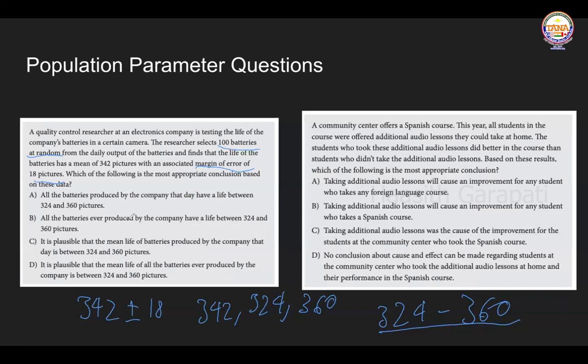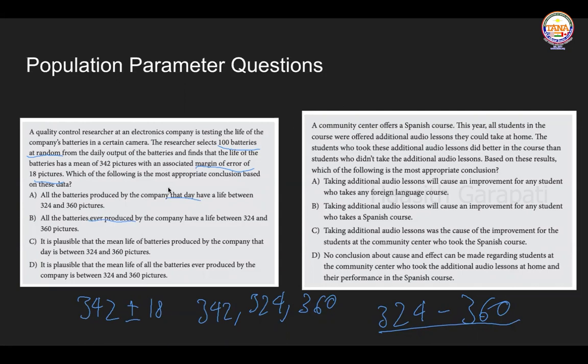B, all the batteries ever produced by the company have a life between 324 and 360 pictures. Now, what's the difference between A and B? A says all the batteries produced by the company that day, and then B says all the batteries ever produced by the company, so ever produced, the whole lifespan of the company. Now, which one seems more appropriate?